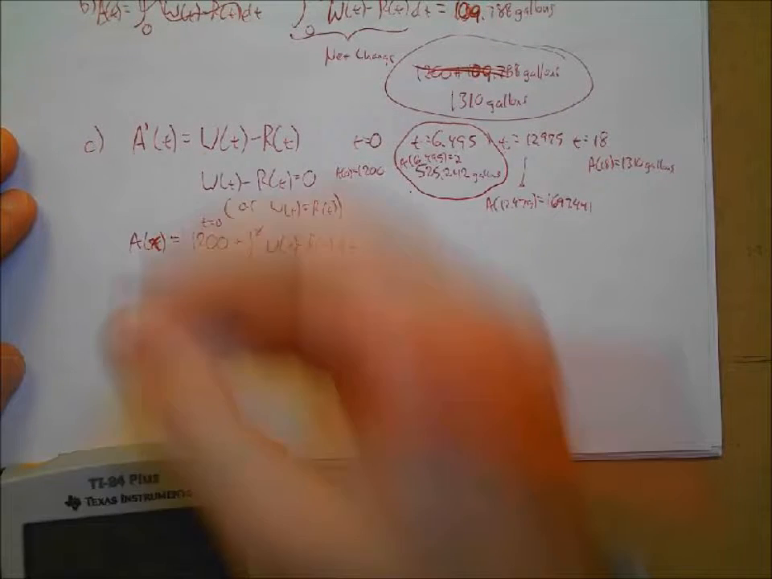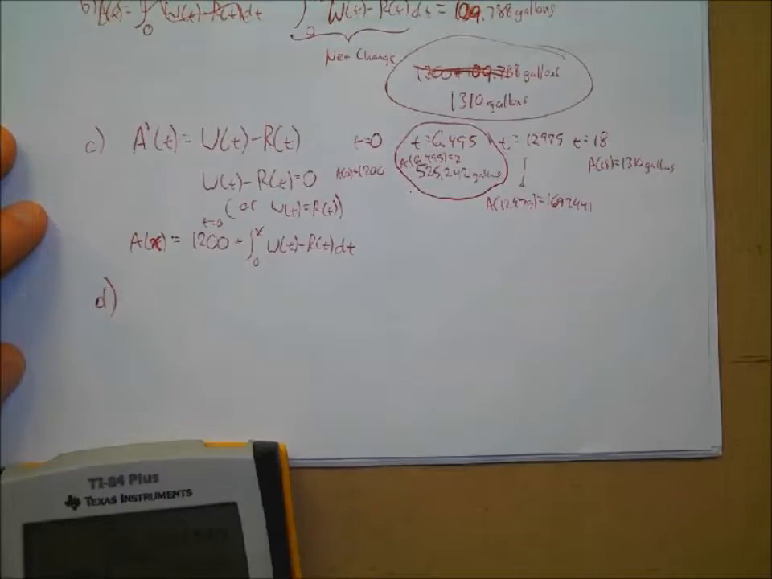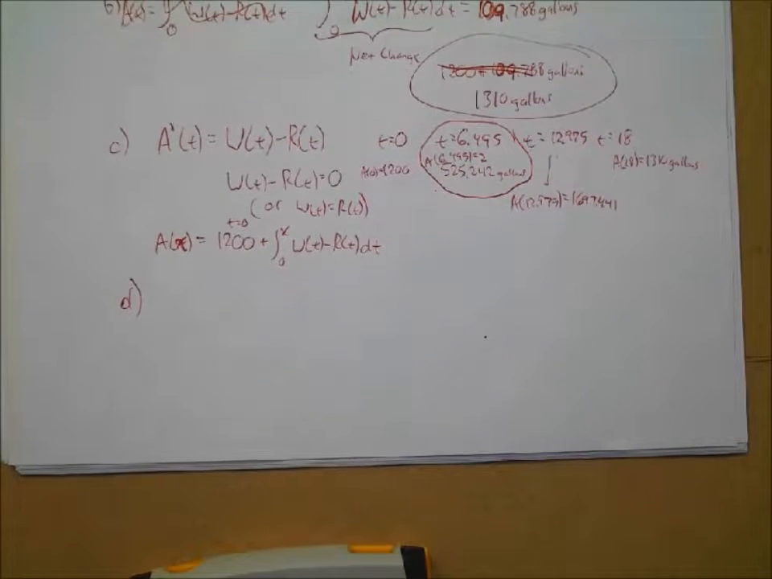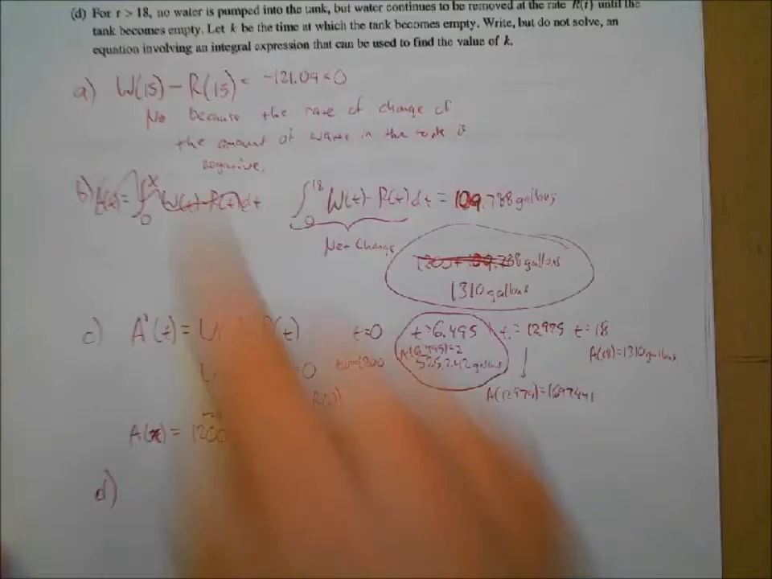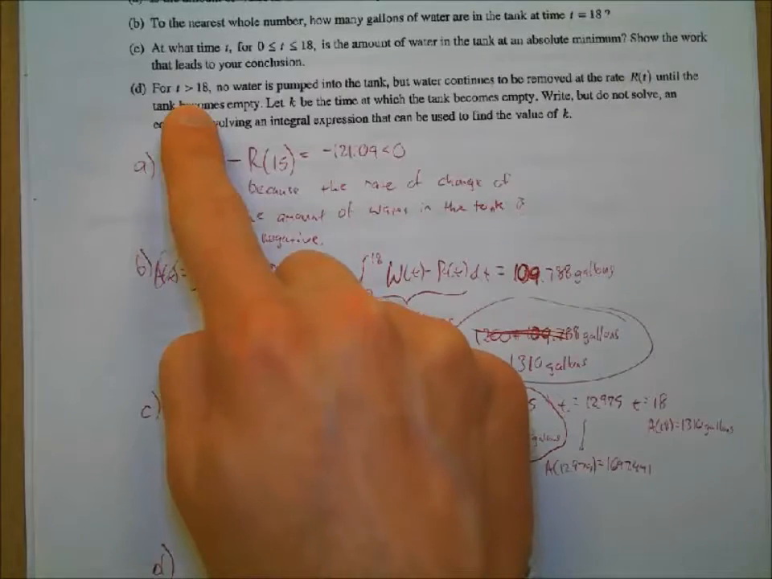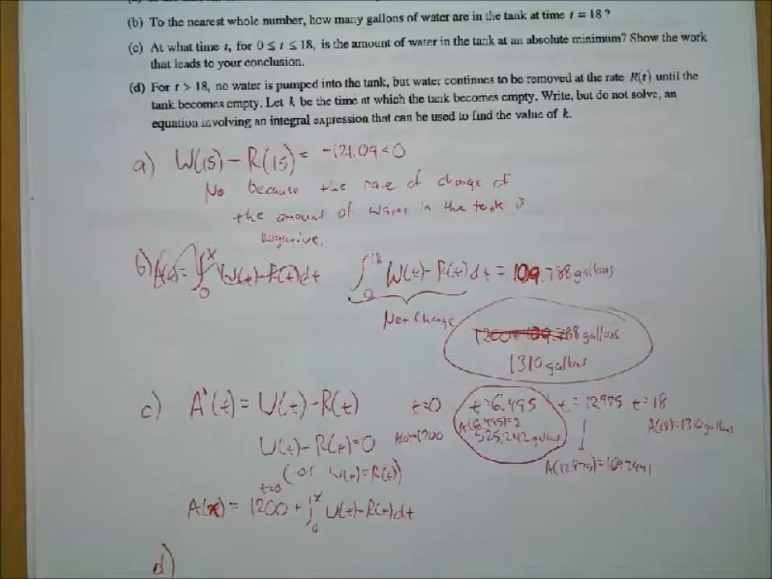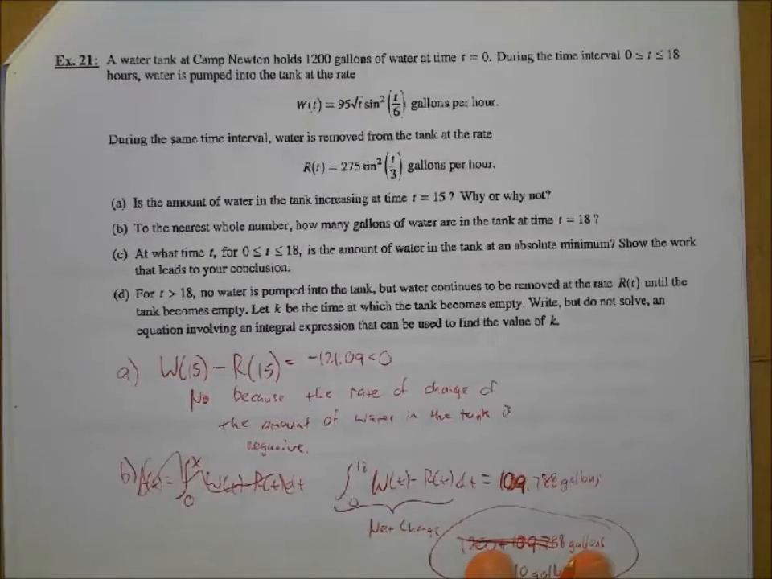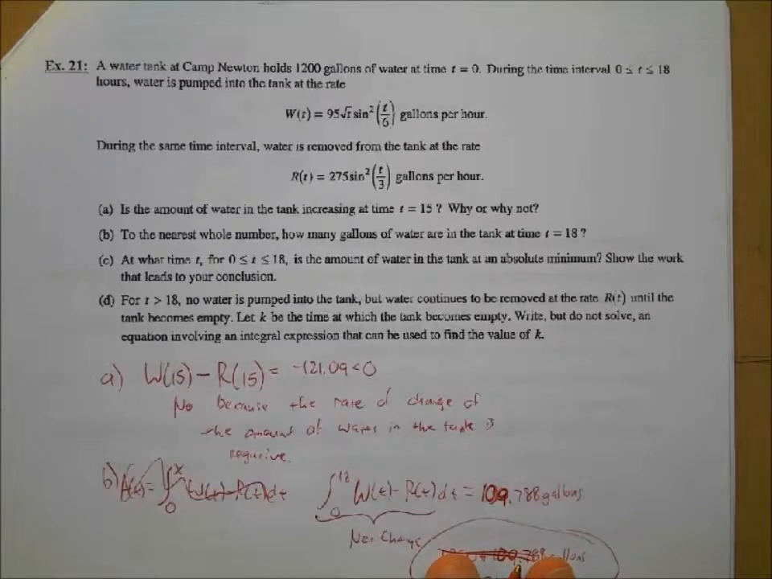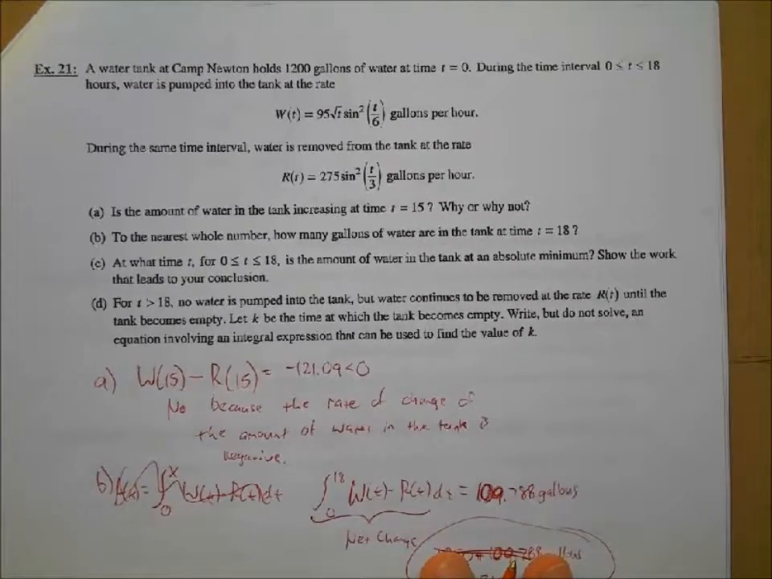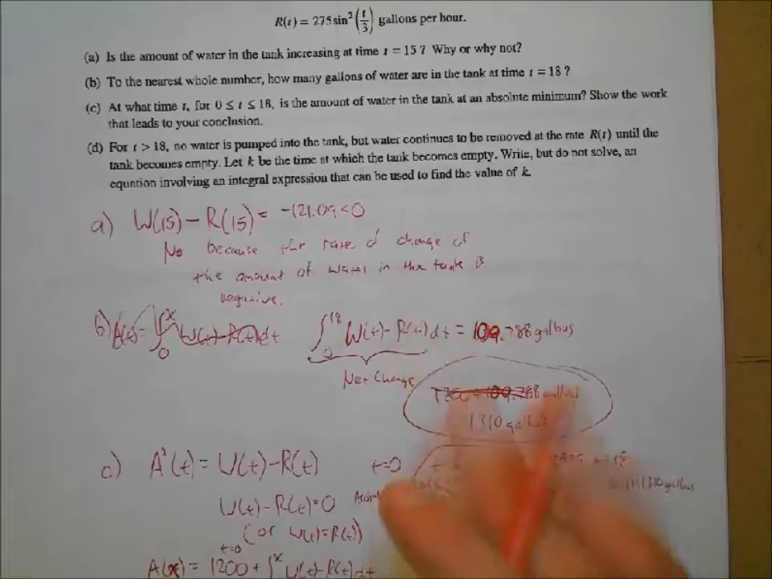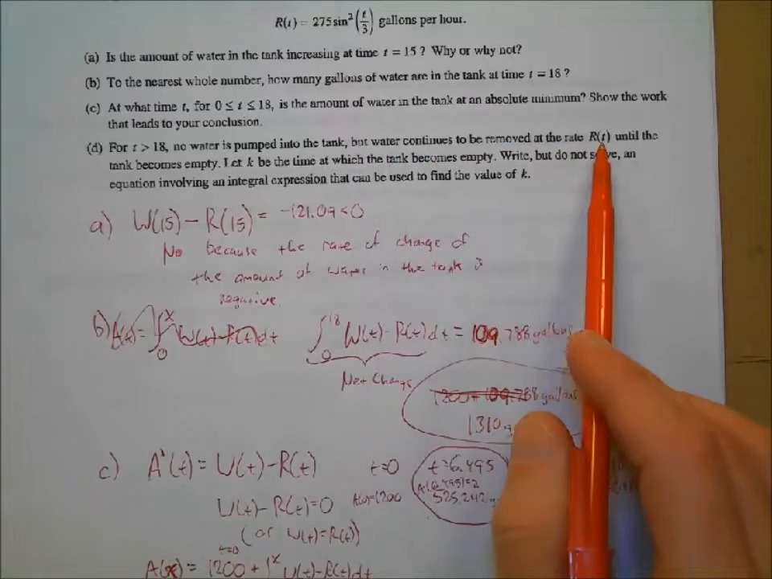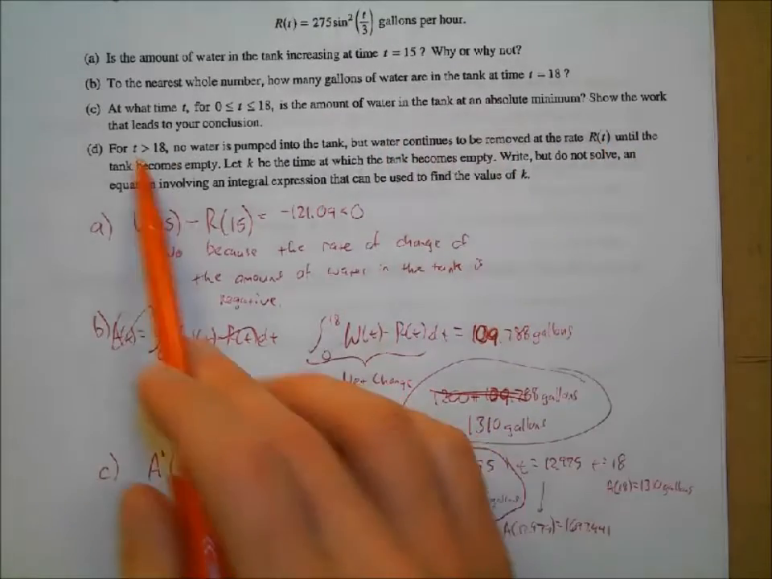And then letter D, last but not least here. Okay. For T greater than 18. So now we're talking about beyond this interval of 18 hours. Beyond it now, no more water is being pumped into the tank. So that means which of our functions here are we no longer going to use? We're no longer going to use W of T. No more water is being pumped into the tank. Okay? But water continues to be removed at the rate R of T until the tank becomes empty.